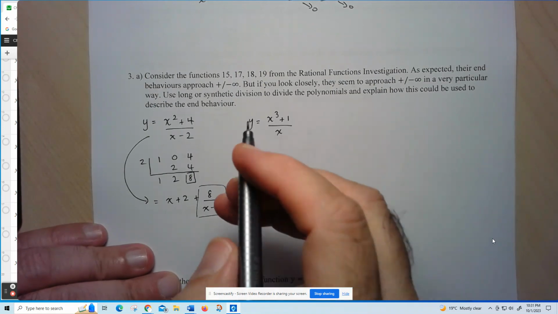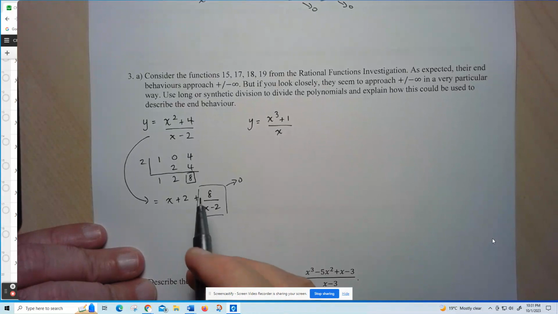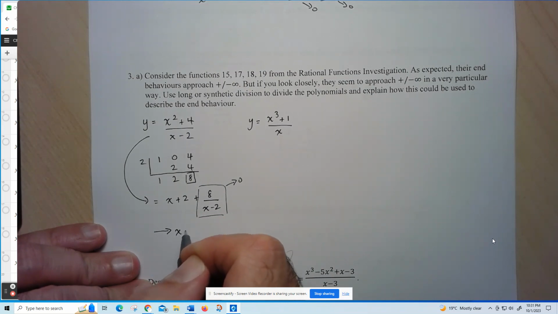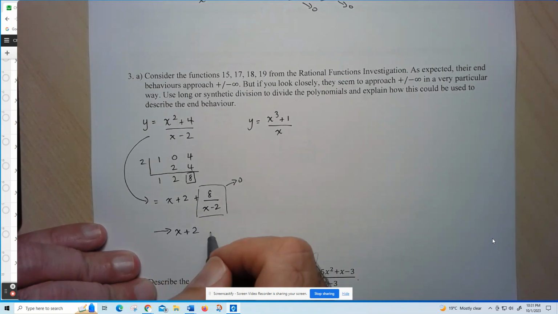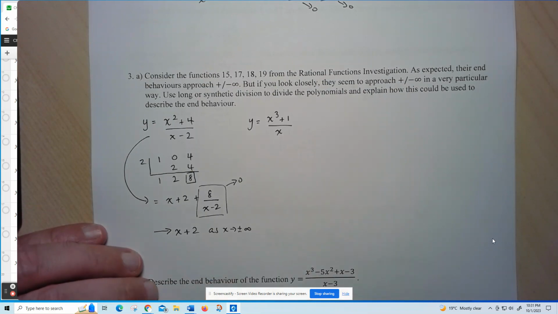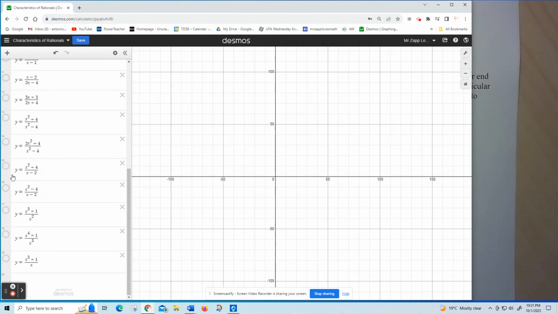This whole expression will approach 0 as x gets larger. So if this portion approaches 0, it means this whole function should get closer and closer to x plus 2 as x approaches positive or negative infinity. And let's go back to our graph and see if that's indeed the case.